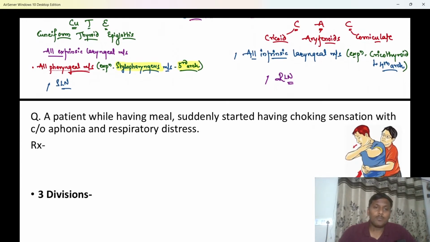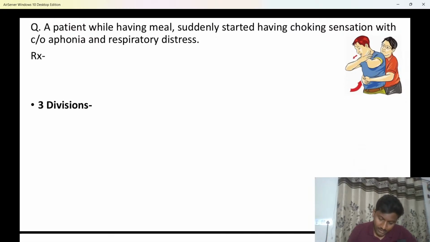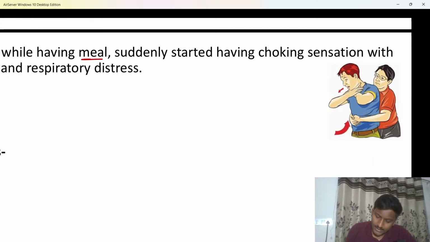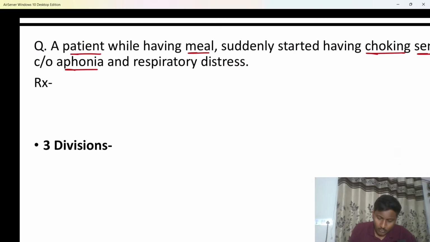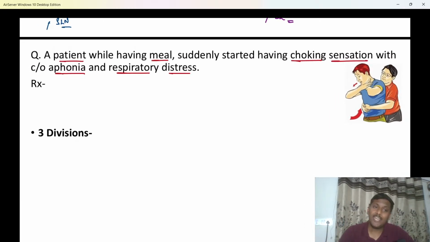Now let us talk about the next question, which has been asked in previous year exams also. What is that question, beta? A patient while having a meal suddenly started having a choking sensation with aphonia. What is aphonia? Loss of voice. The patient is not able to speak. Along with respiratory distress. So sudden choking sensation, aphonia, that is loss of voice, and respiratory distress. What is the likely cause of it?